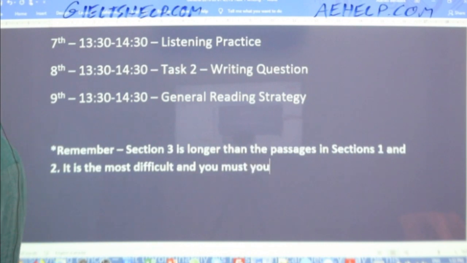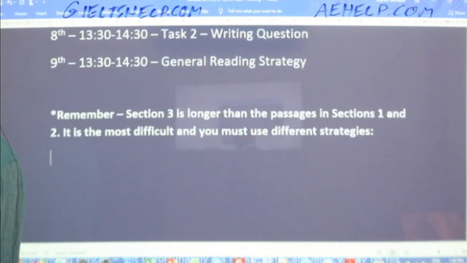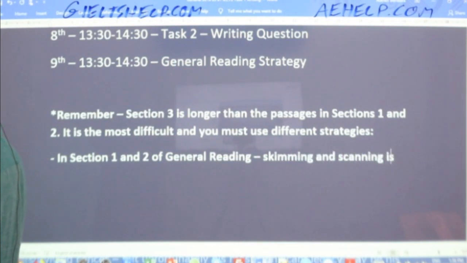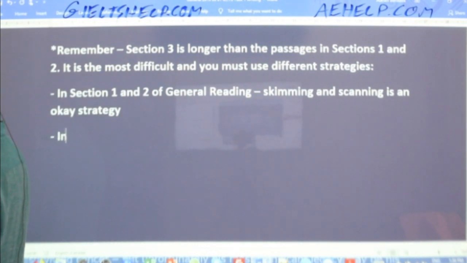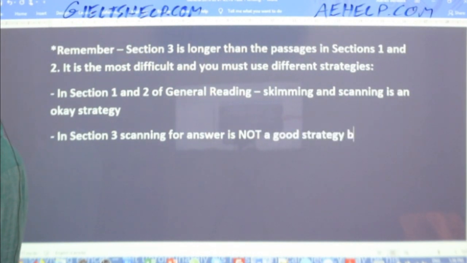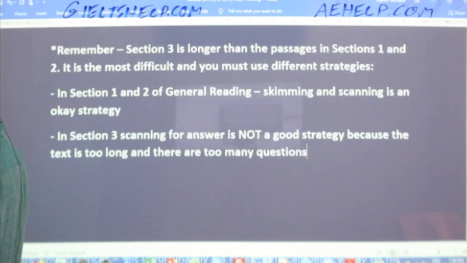And you must use different strategies. What I mean is that in section 1 and 2 of general IELTS reading, not academic, skimming and scanning is an okay strategy. It's not great, but it's okay. In section 3, scanning for answers is not a good strategy because the text is too long and there are too many questions. What will happen is you will run out of time. Keep that in mind.